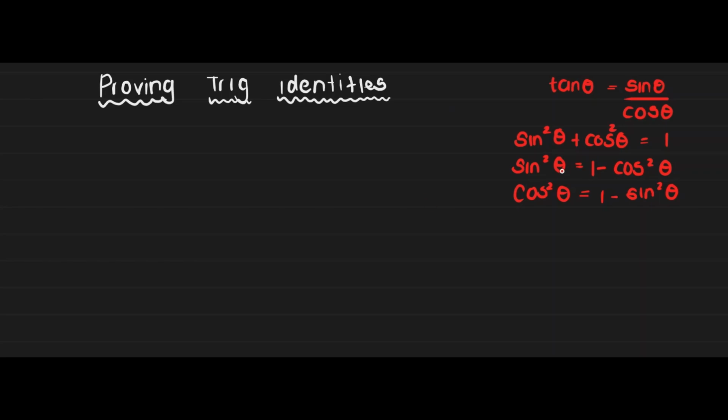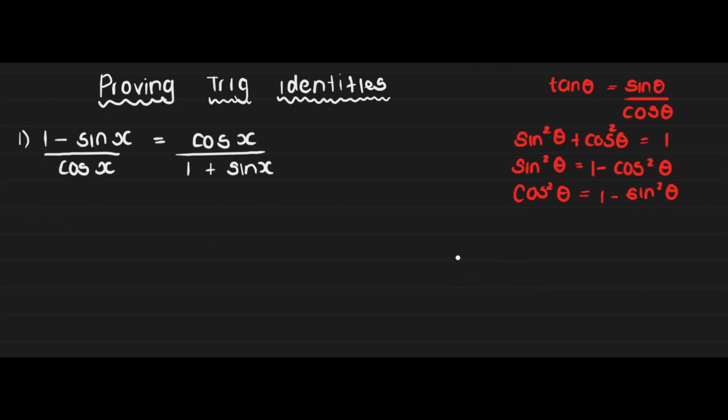So to prove trig identities, we need all our trig identities, which is this one and this one. It's only these two. Then from this one, we have derived the extra two, which is this and this. So let's do the first question on proving trig identities. Let's look at the first example.